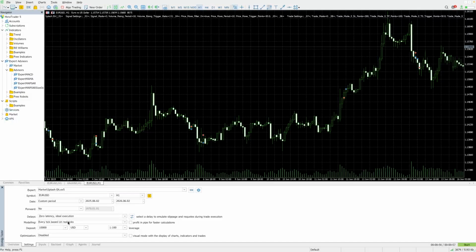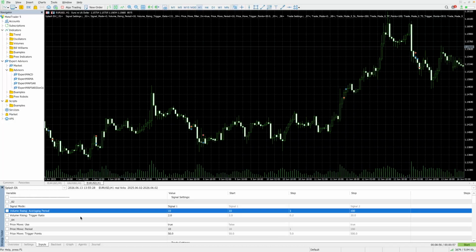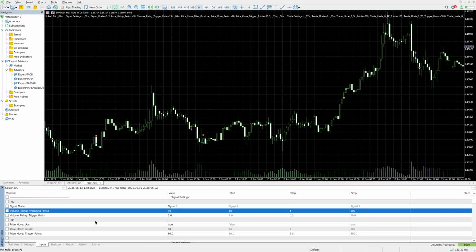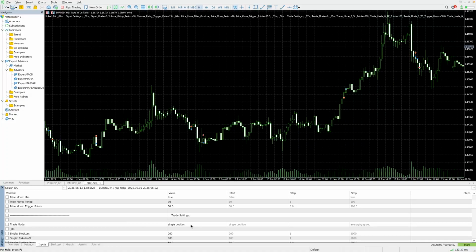Let's go to MetaTrader 5 inputs. We have the volume rising detection and we have the price move triggers. We also have the single or grid trade mode. You can choose which one you want.